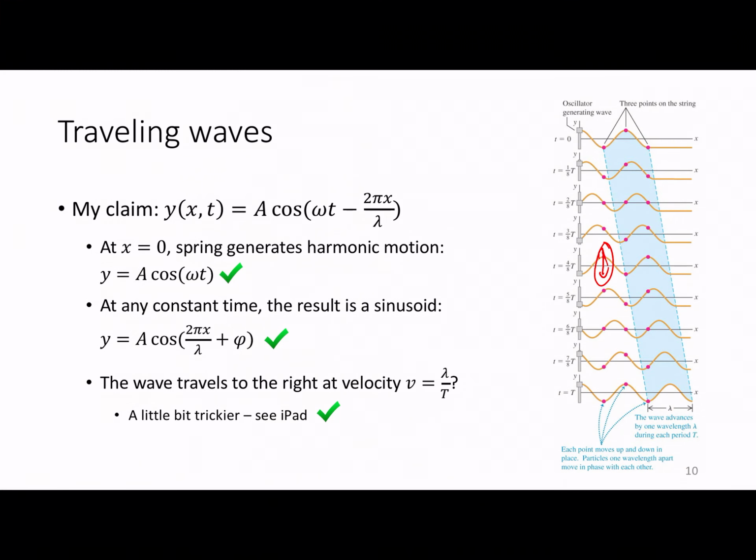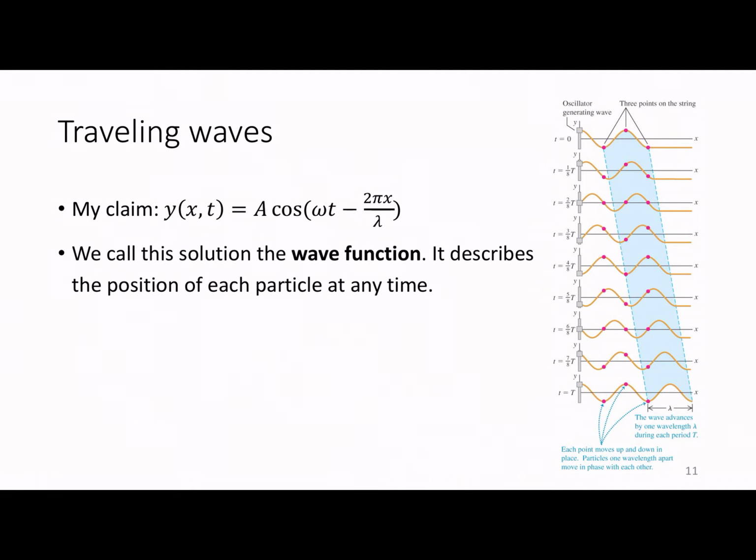Okay, so now we have completed all of the check marks, and now we can conclude that this equation, y of x,t is equal to A cosine(omega t minus 2 pi x over lambda), is a good description of the traveling wave. So this solution is important. It goes by a name. It is called the wave function, the function that describes the wave.